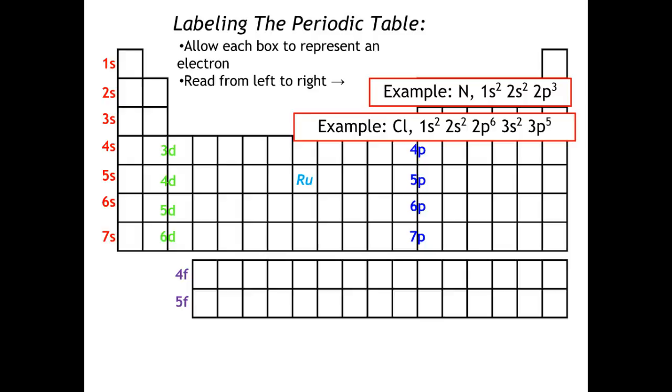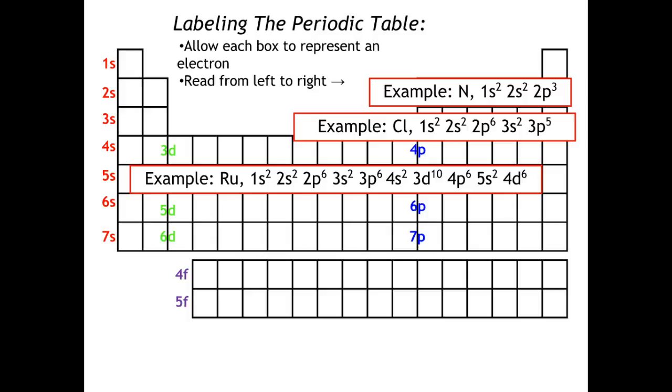Now let's look at ruthenium, Ru. That has 44 electrons, or the atomic number is 44. Go ahead and give it a try for electron configuration. Pause the video and give it a try. Did you come up with this?